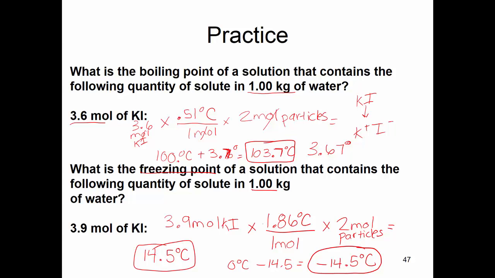So if you add the non-volatile salt and salt the roads, then the freezing point decreases, and that's a good thing, right? Because if it's just 0 degrees but then we've lowered the freezing point to negative 14, then it's less likely that the roads will freeze unless the temperature drops that much more to get down to the lower temperature.